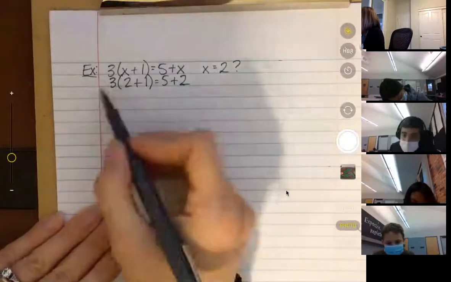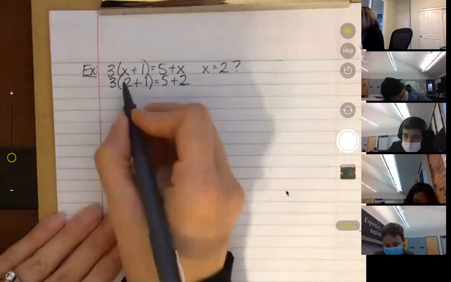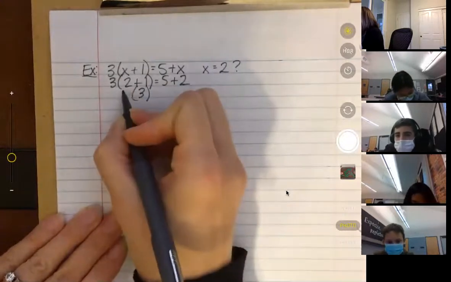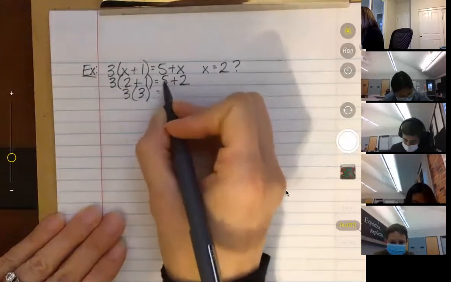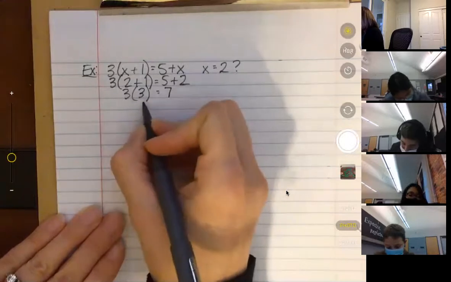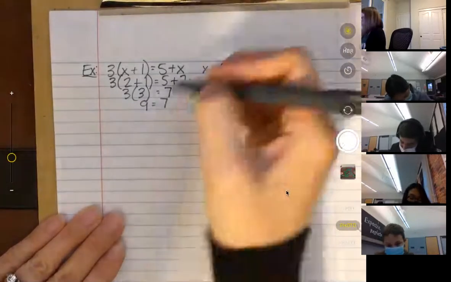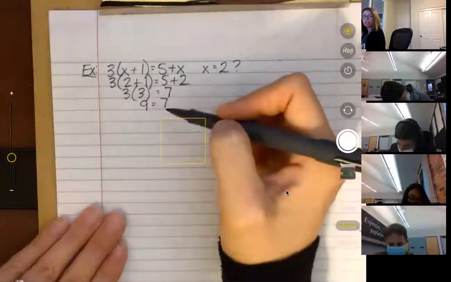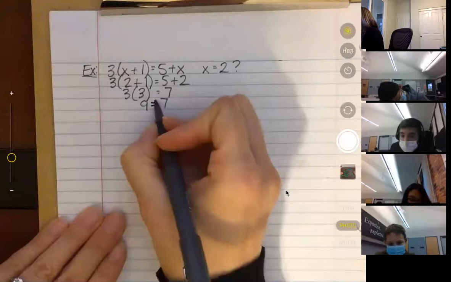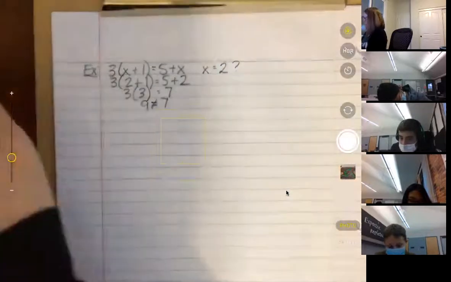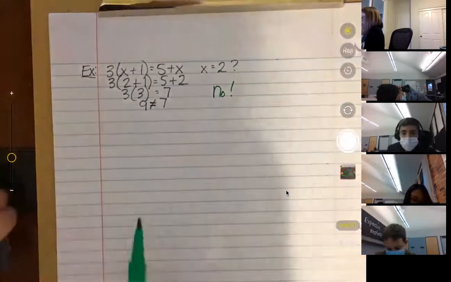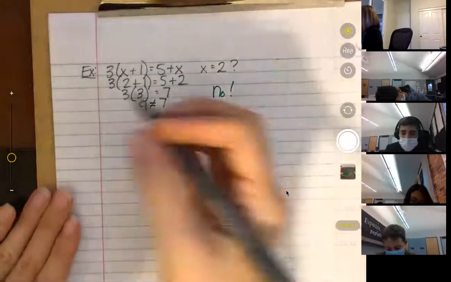So then I'm going to simplify both sides. So I'm going to do the order of operations here. So I'm going to do what's in my grouping first. And then on this side, all I have to do is combine those. And then 3 times 3 is 9. So I'm basically simplifying 2 expressions simultaneously as I go down. And when I get to the end of all this, I can see that 9 does not equal 7. So we can say this is a no. 2 is not the solution to this equation.